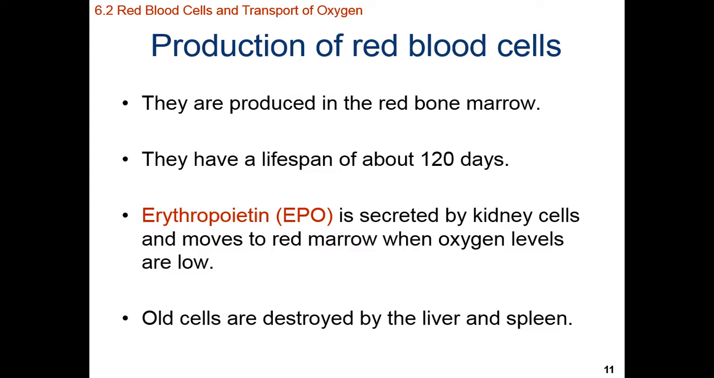To make our red blood cells and any other cell type, we will use our red bone marrow.